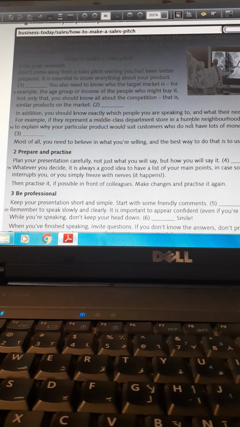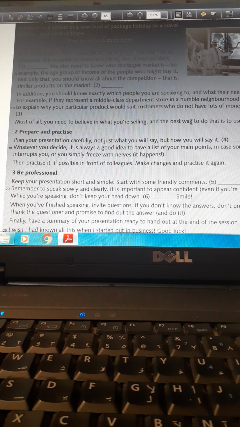In case something interrupts you or you simply freeze with nerves, it happens. Sometimes when you're giving a presentation, somebody would interrupt you. حدا بيقطعني. Or you simply freeze with nerves. Sometimes people get really nervous and they wouldn't be able to complete their presentation or finish what they were saying. Freeze with nerves. إنه بتوتر and بطل قادر يكمل.